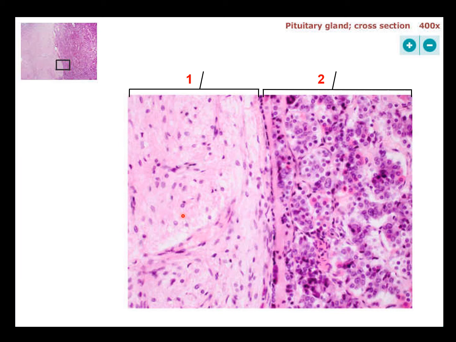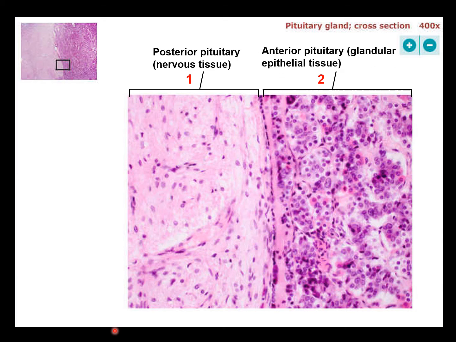This again is another cross-section of the pituitary gland. Can you determine which portion represents anterior and which portion represents posterior pituitary? Did you guess it right? One represents posterior pituitary, and we see that it is nervous tissue in nature, and 2 represents anterior pituitary, and we can see that this is glandular in nature.